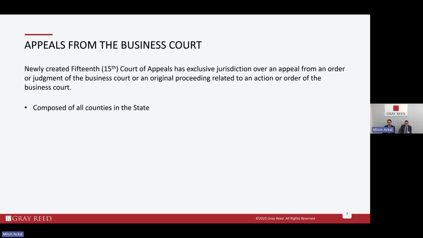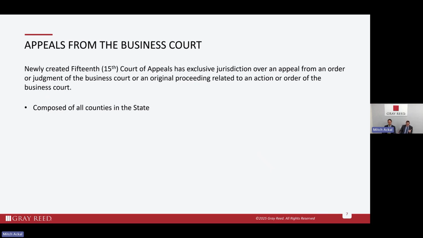Now, the 15th Court of Appeals does have other jurisdiction. For example, there's constitutional orders for certain state agencies that the 15th Court of Appeals is supposed to be able to hear. There's also a bit of an open question, kind of an interesting nuance we ran across recently, given the way that the appellate court jurisdiction works, that the 15th Court of Appeals, as you see on the screen here, it's composed of all counties in the state. And it was the legislation that created the 15th Court was drafted that way because the business court is going to operate in all counties of the state.